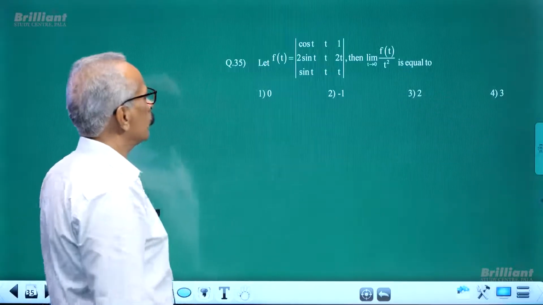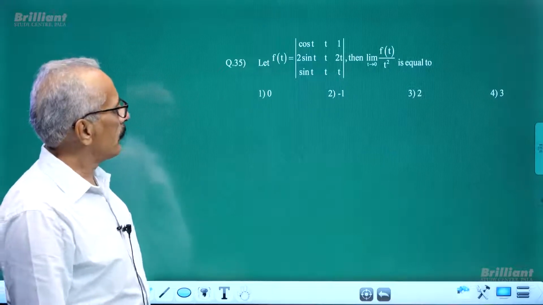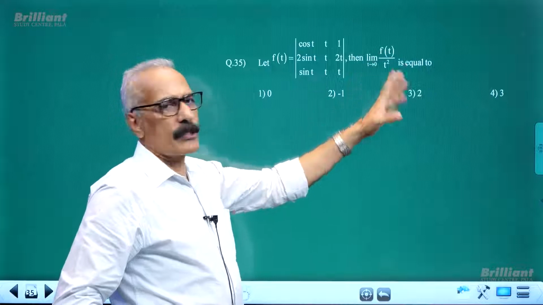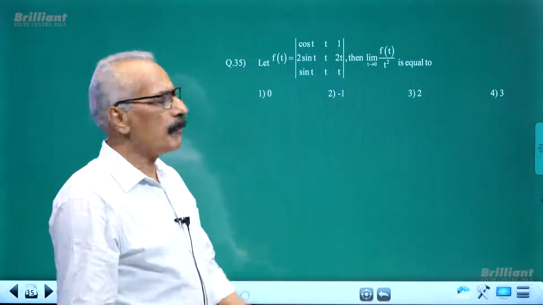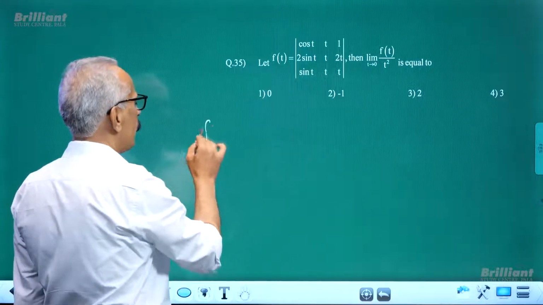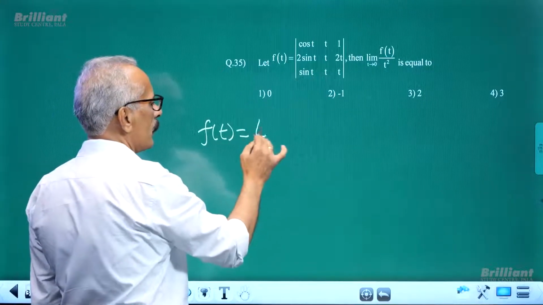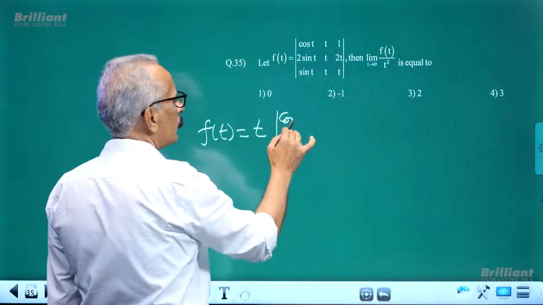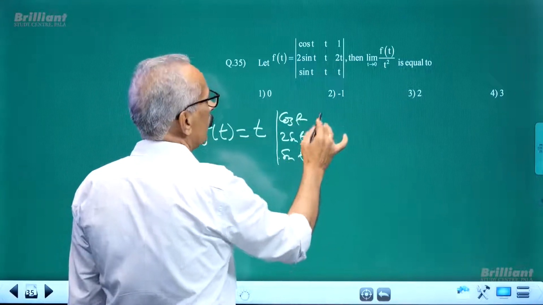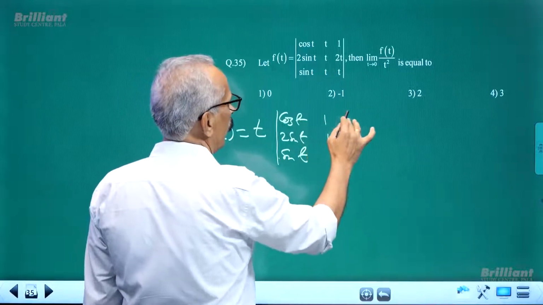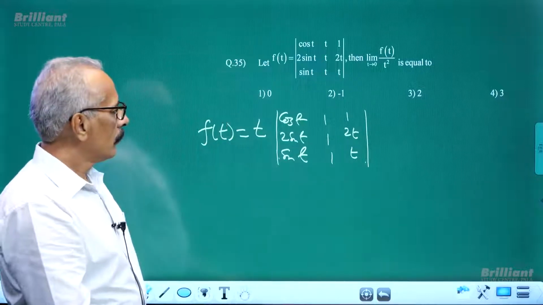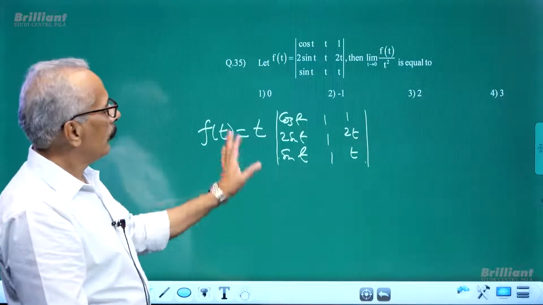Now, this is the 35th question. f of t is equal to this. You want limit t tends to 0 of f of t by t square. No need to apply big formulas. You can take a t common. So, your f of t is equal to t into determinant cos t, 2 sin t, sin t, then 1, 1, 1, 1, 2t, t. Clear? Apply directly here.